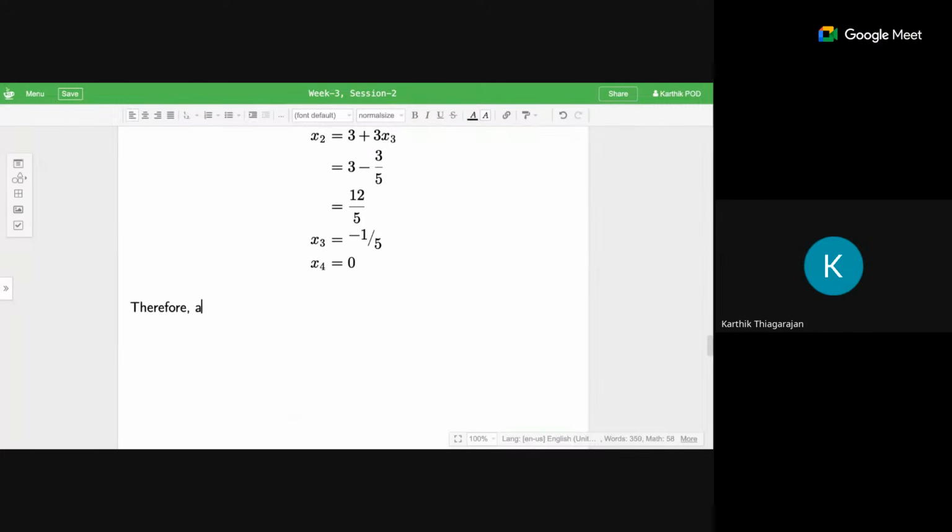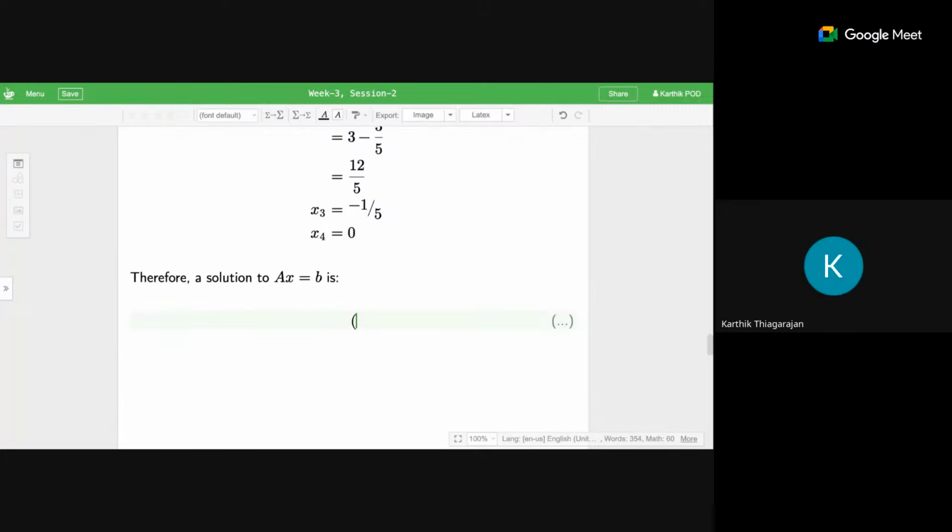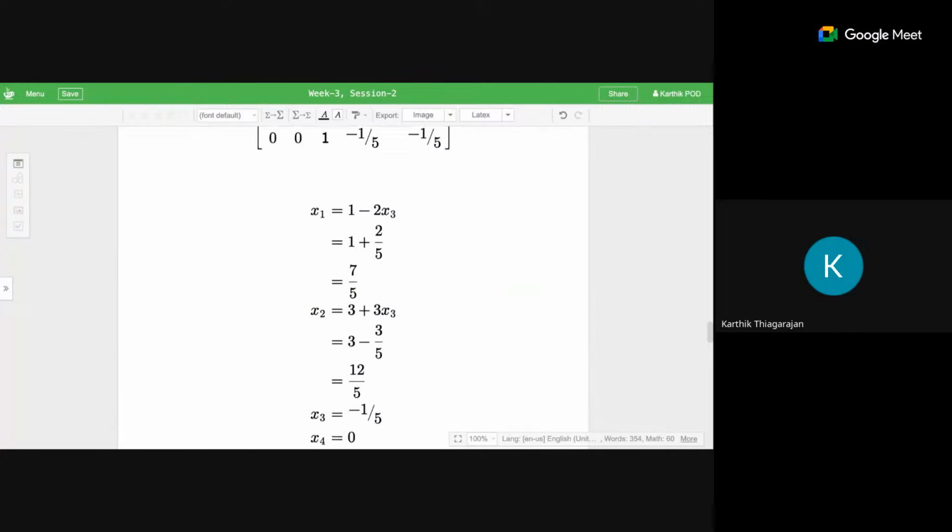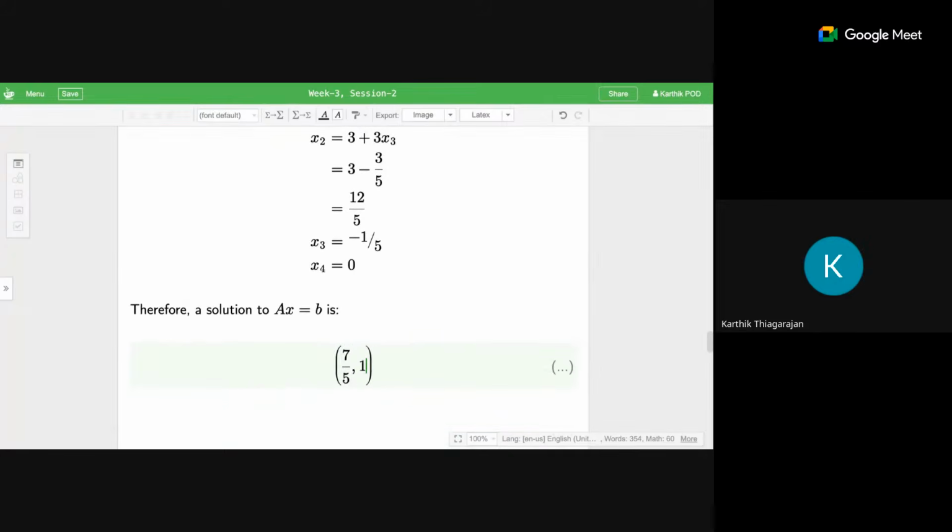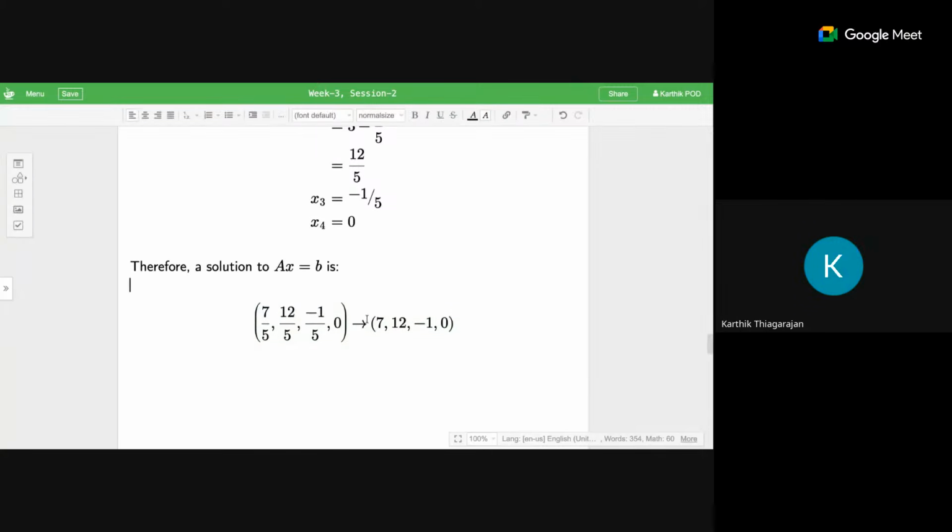Therefore, a solution to Ax equal to b is 7 by 5, comma, 12 by 5, comma, minus 1 by 5, comma, 0, right? Let's make it slightly more convenient. So this is 7, 12, minus 1, 0 over 5, correct? Yes, sir.